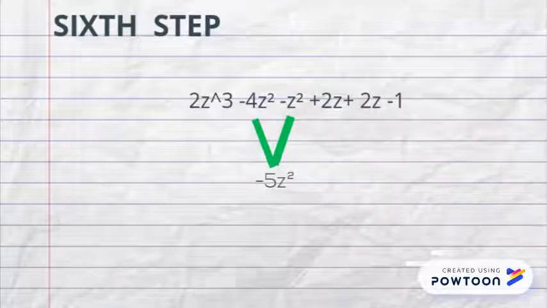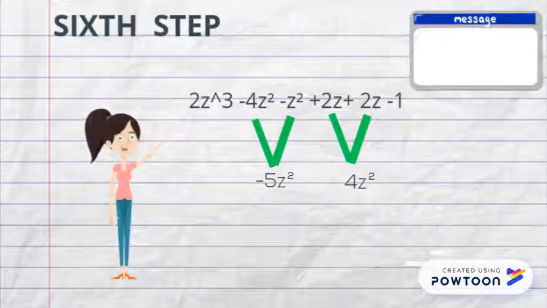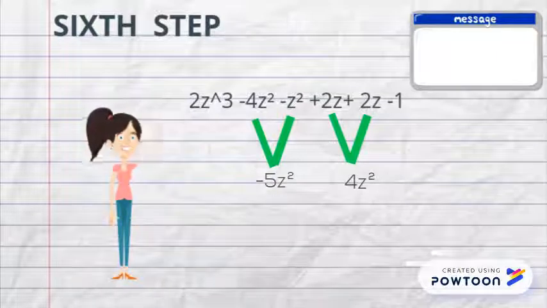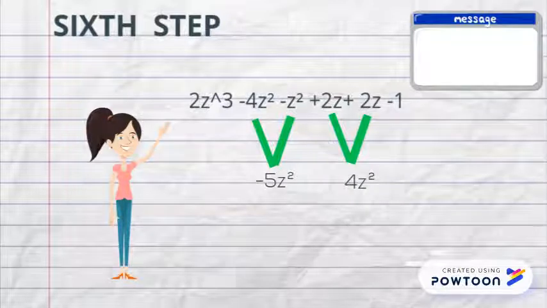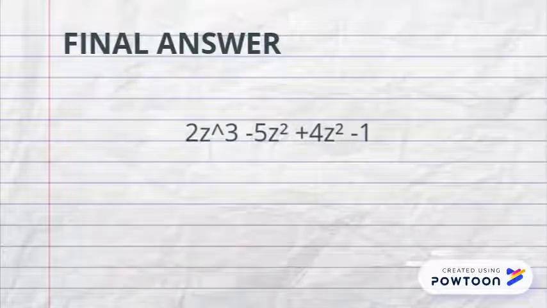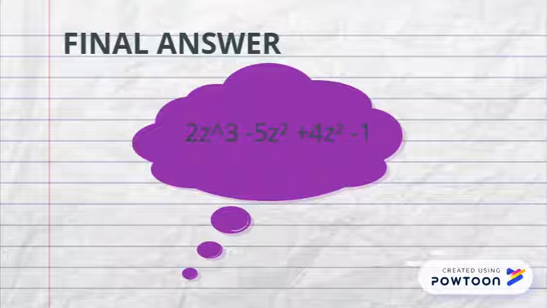All of the products we obtained from the multiplications we made are 2z to the third power minus 4z squared minus z squared plus 2z plus 2z minus 1. As we do this, we have to combine like terms. Therefore, negative 4z squared minus z squared can be combined, as well as 2z plus 2z. As we simplified and combined like terms, which are terms with the same variables and raised to the same exponent, we get the answer of 2z to the third power minus 5z squared plus 4z minus 1. This is our final answer.